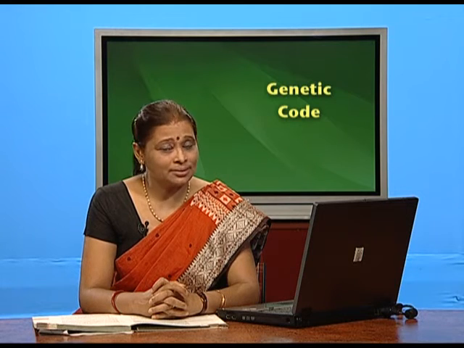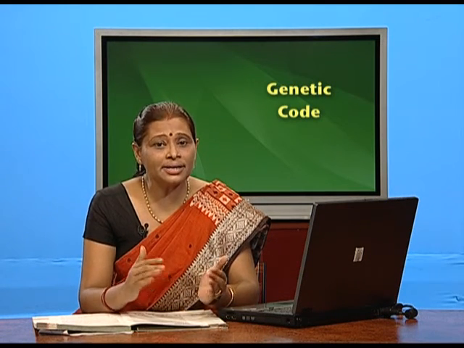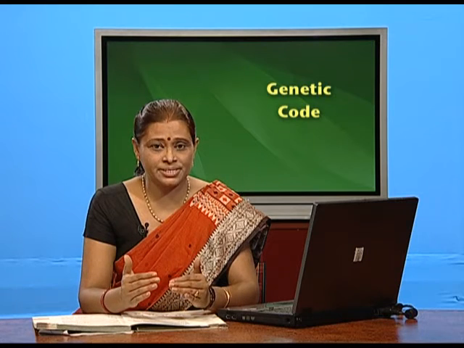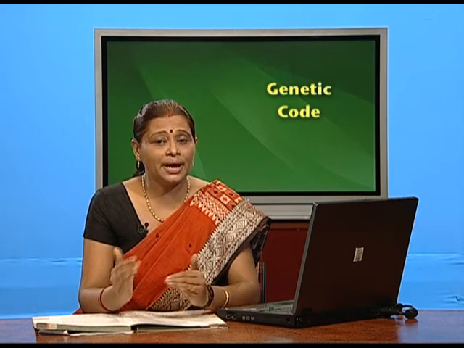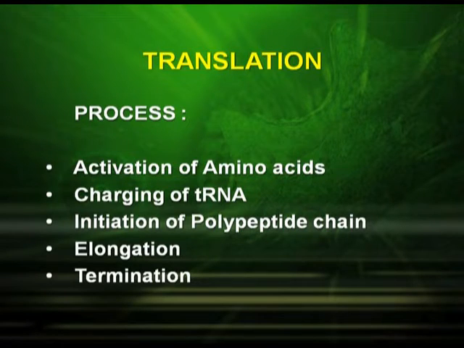Till now you have studied transcription, how DNA forms RNA and the different types of RNAs involved in the process. Today we are going to discuss how RNA forms protein, that is the translation process, and where the gene is and how the gene is regulated. Now, let us have an overview of the translation process. We are going to study the meaning, the materials required, and the process, which has the following steps: activation of amino acid, charging of tRNA, initiation of the polypeptide chain, elongation and finally termination.